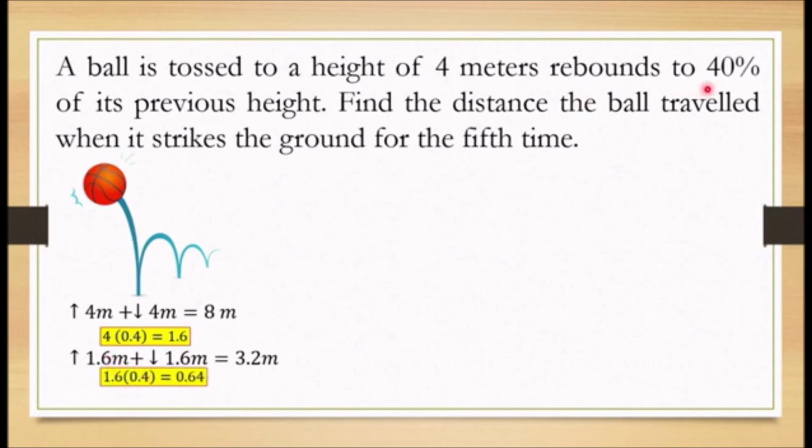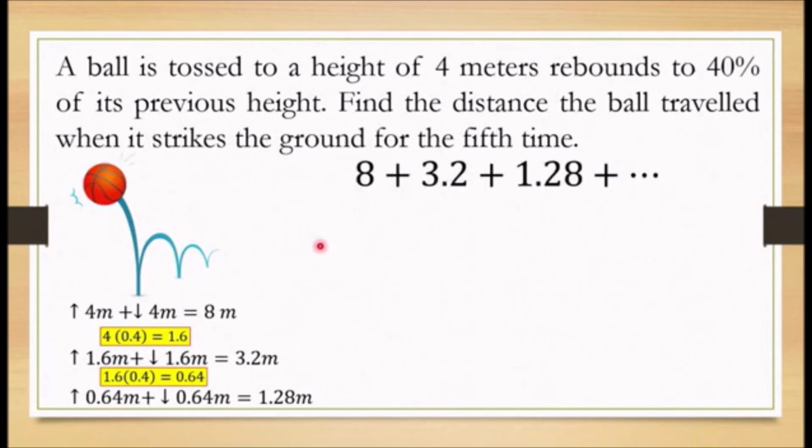Another one, it decreases again by 40%. So, 40% of 1.6, times 0.4, that is 0.64. So 0.64 plus 0.64 is 1.28 meters. So we have 3 strikes here. So if you are going to find the 5th time, we can have the sequence 8 plus 3.2 plus 1.28 plus so on.